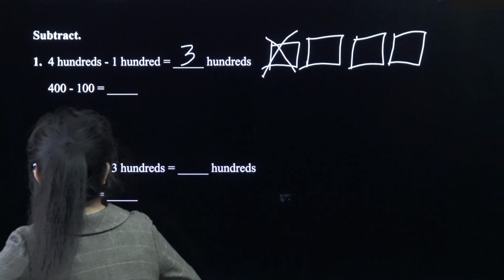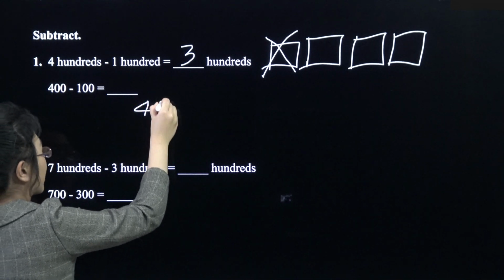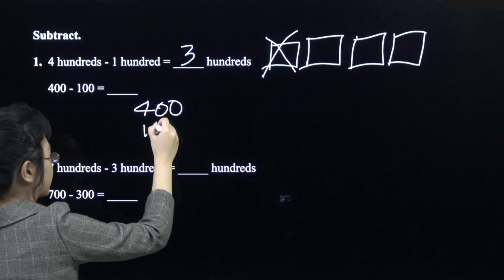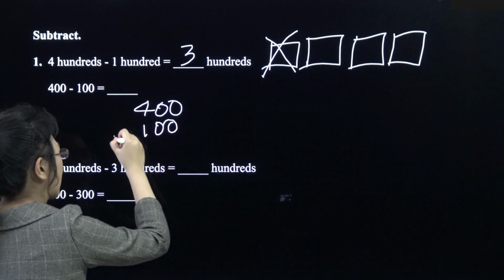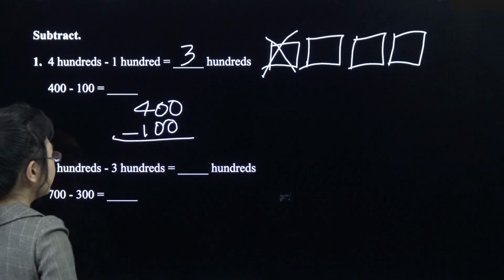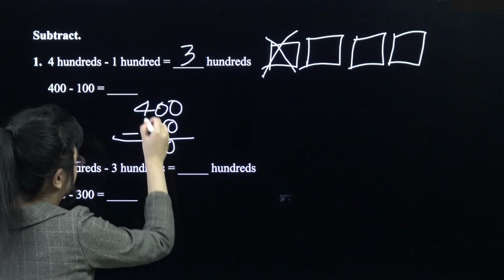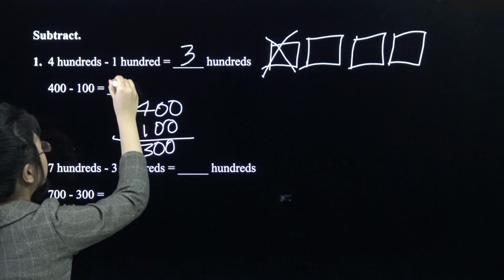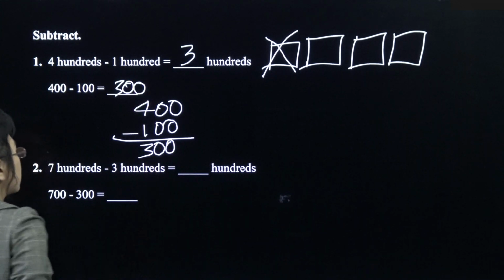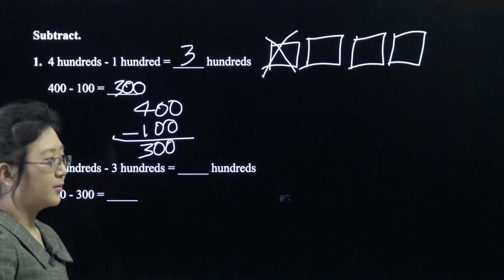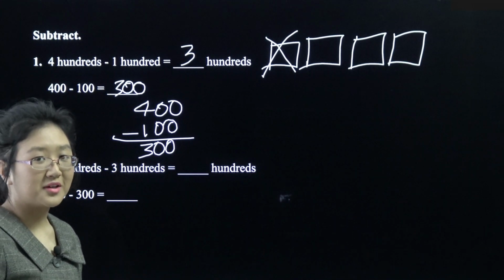Yeah. So let's do some vertical form right here. 400, and then we stack the 100 on the bottom. And put the minus sign. 0 minus 0, 0 minus 0, 4 minus 1 equals 3. Yay! Was that hard? Please say no.